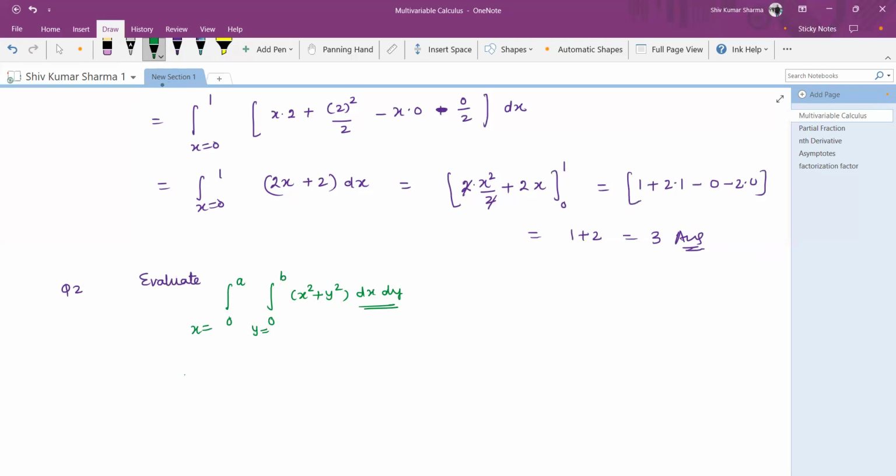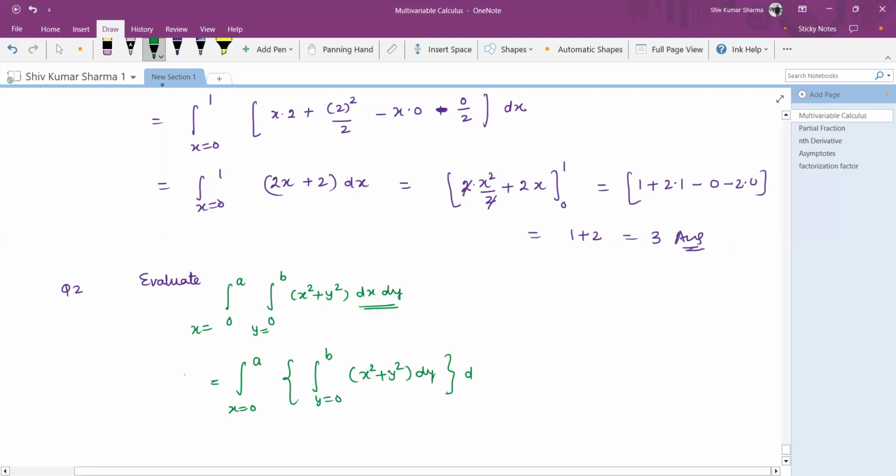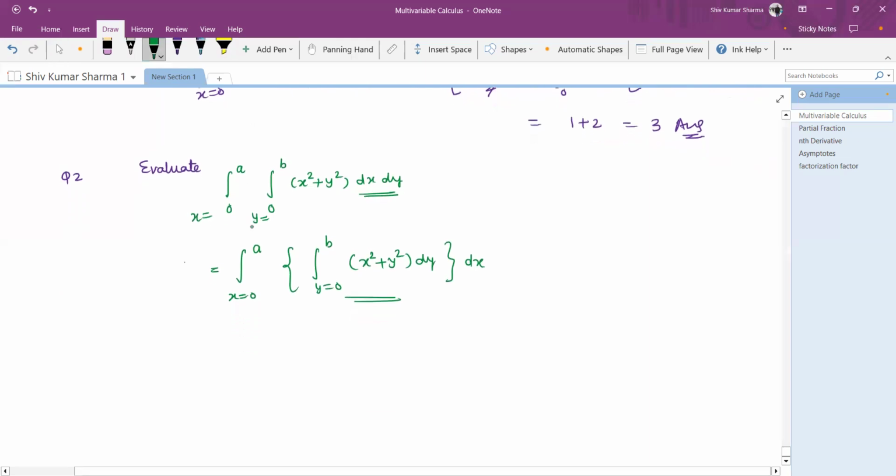So first we integrate with respect to y. We write down dy into dx. First we integrate with respect to y. So we write this as x equal to 0 to a, and the integration of x square into dy. So x square is purely constant. The integration of dy is y, plus y square, y cube upon 3, 0 to b into dx.